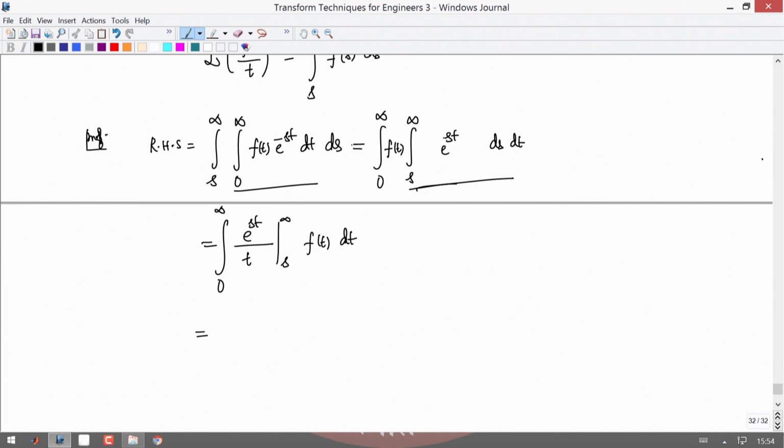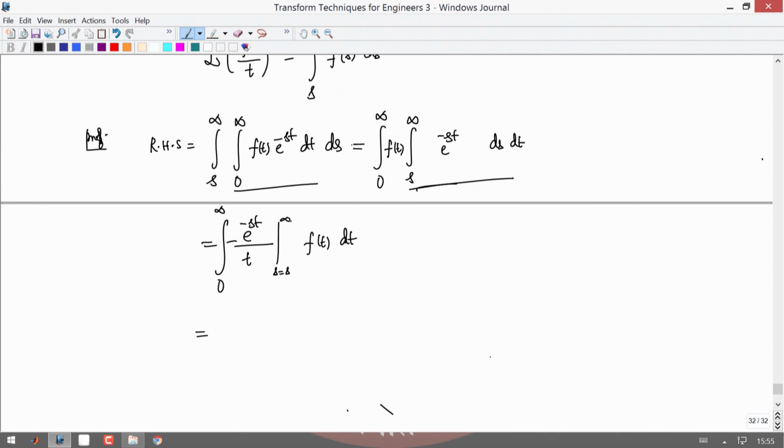This is e power minus st, right. So, there is minus st. That is missing. So, we have minus st, we have minus here. So, at infinity again, of course, we are doing s integration. So, s equal to s to infinity.